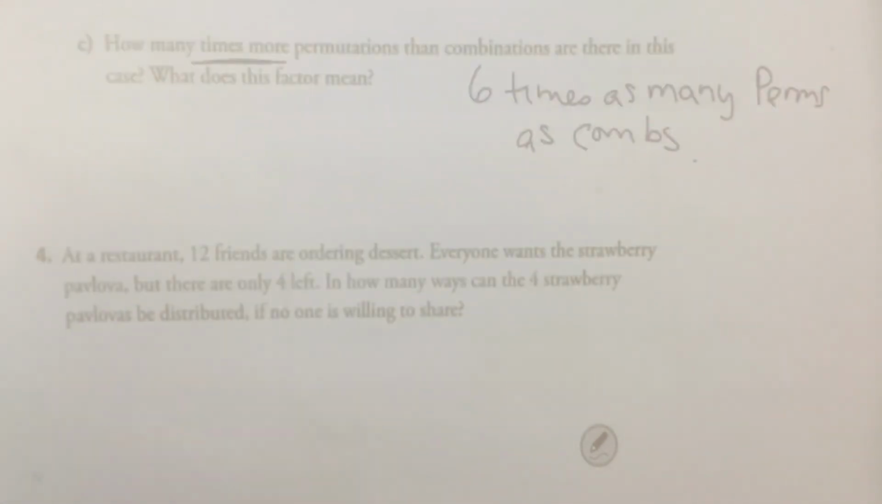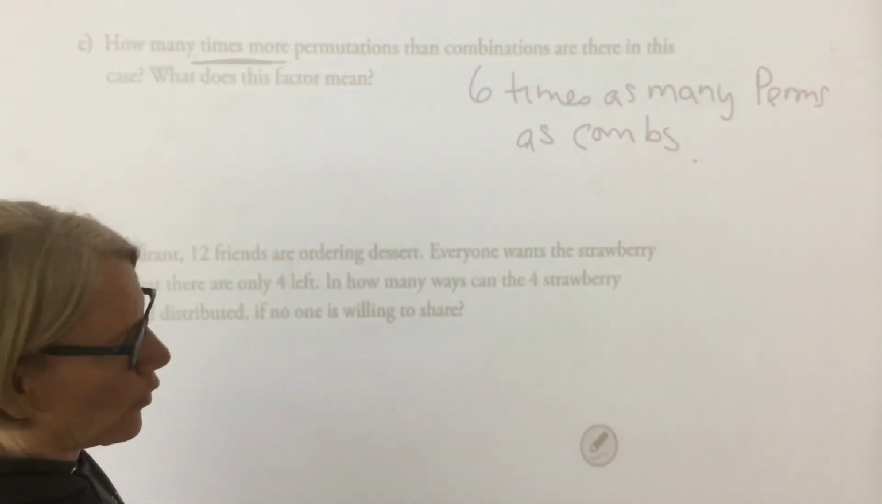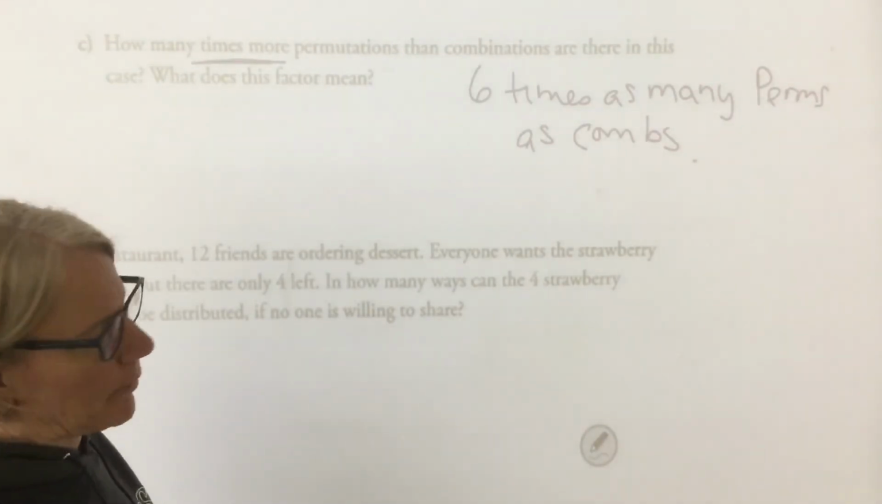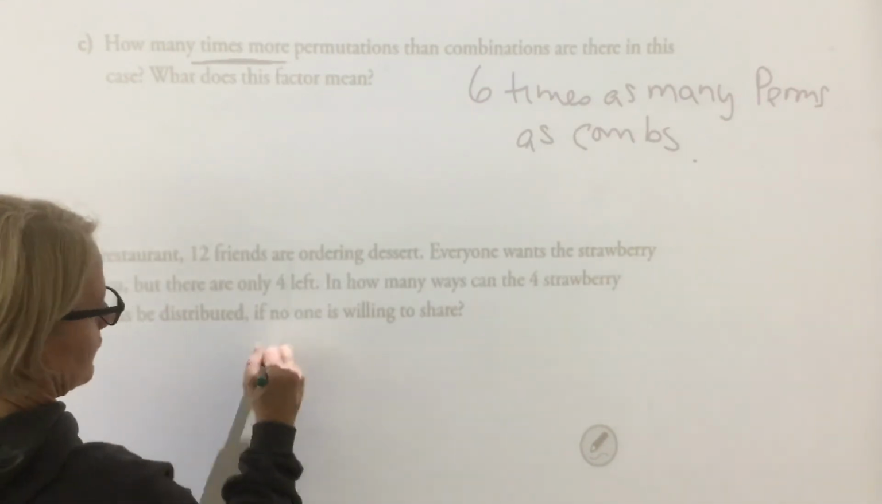And then number 4: at a restaurant, 12 friends are ordering dessert. Everyone wants the strawberry pavlova, but there are only 4 left. In how many ways can the 4 strawberry pavlovas be distributed if no one is willing to share? Well, if you're handing out the 4 strawberry pavlovas to your friends, the order doesn't matter. So if you think of them like plate 1, plate 2, plate 3, plate 4, if I get plate 1 versus plate 2, it doesn't matter, I just get a strawberry pavlova. So that makes it a combination.